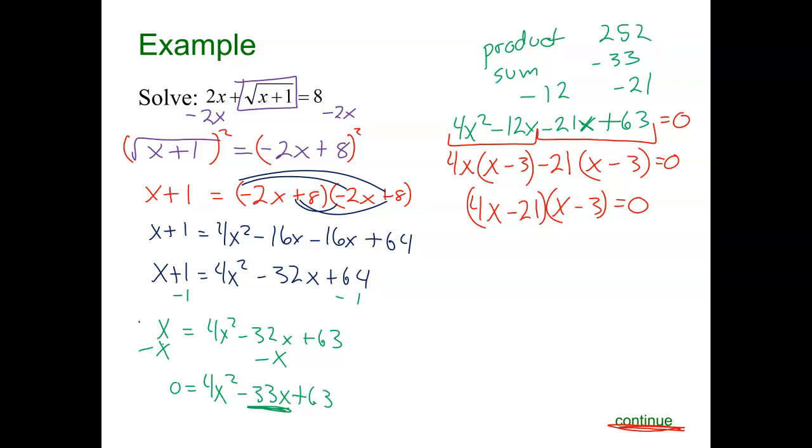Take x minus 3 and set it equal to 0. 4x minus 21 equals 0. 4x equals 21, so x equals 21 over 4. Oh no, it says we're gonna continue.